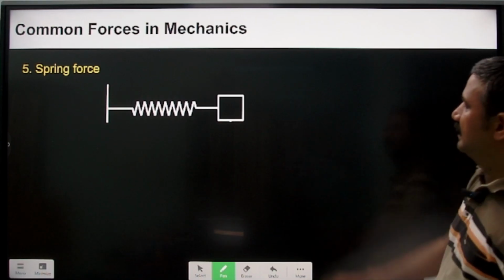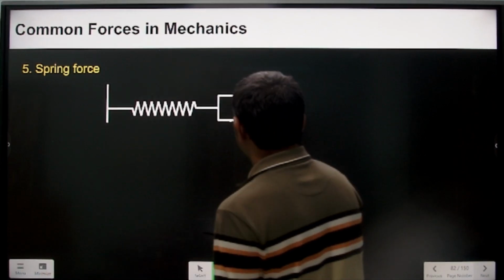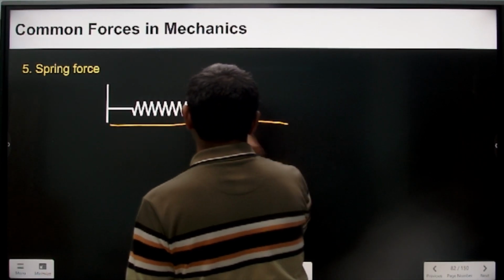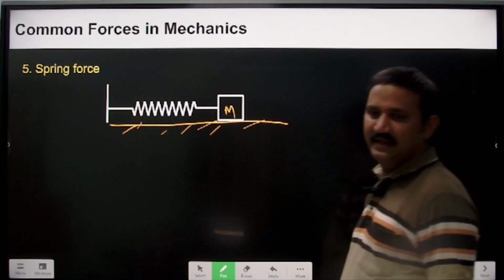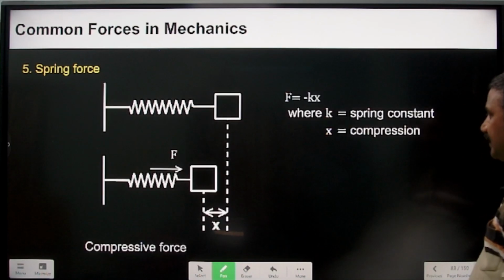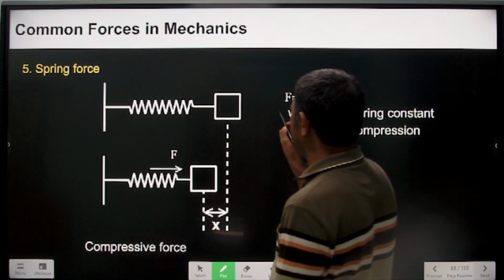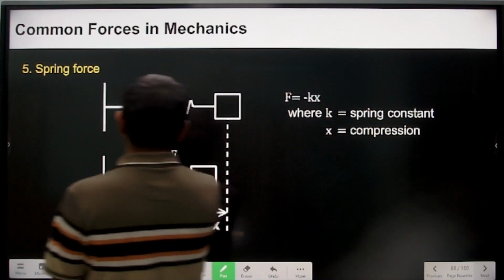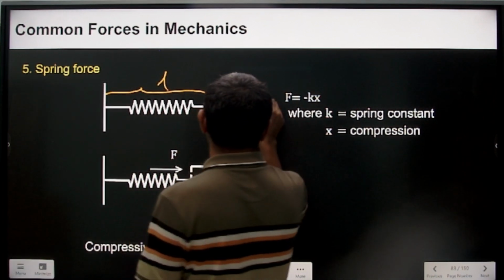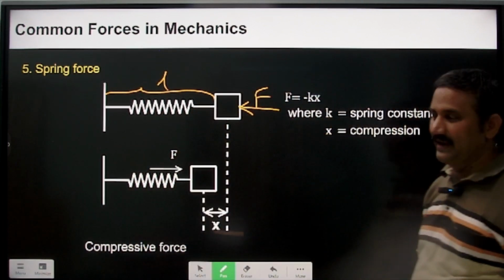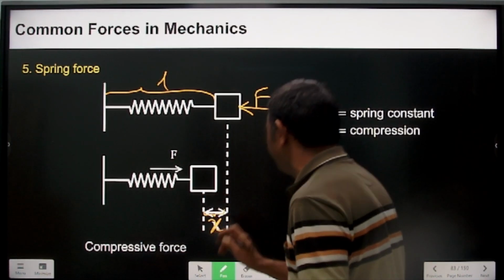So next, spring force. Here the spring and the body are placed like this. This is the surface, and the mass m of the body is acting on this body. Then what will happen? Some external force acts on this object. This is the initial length of the spring, and an external force acts on the object. Then the spring will compress by a displacement x. This is the displacement x.